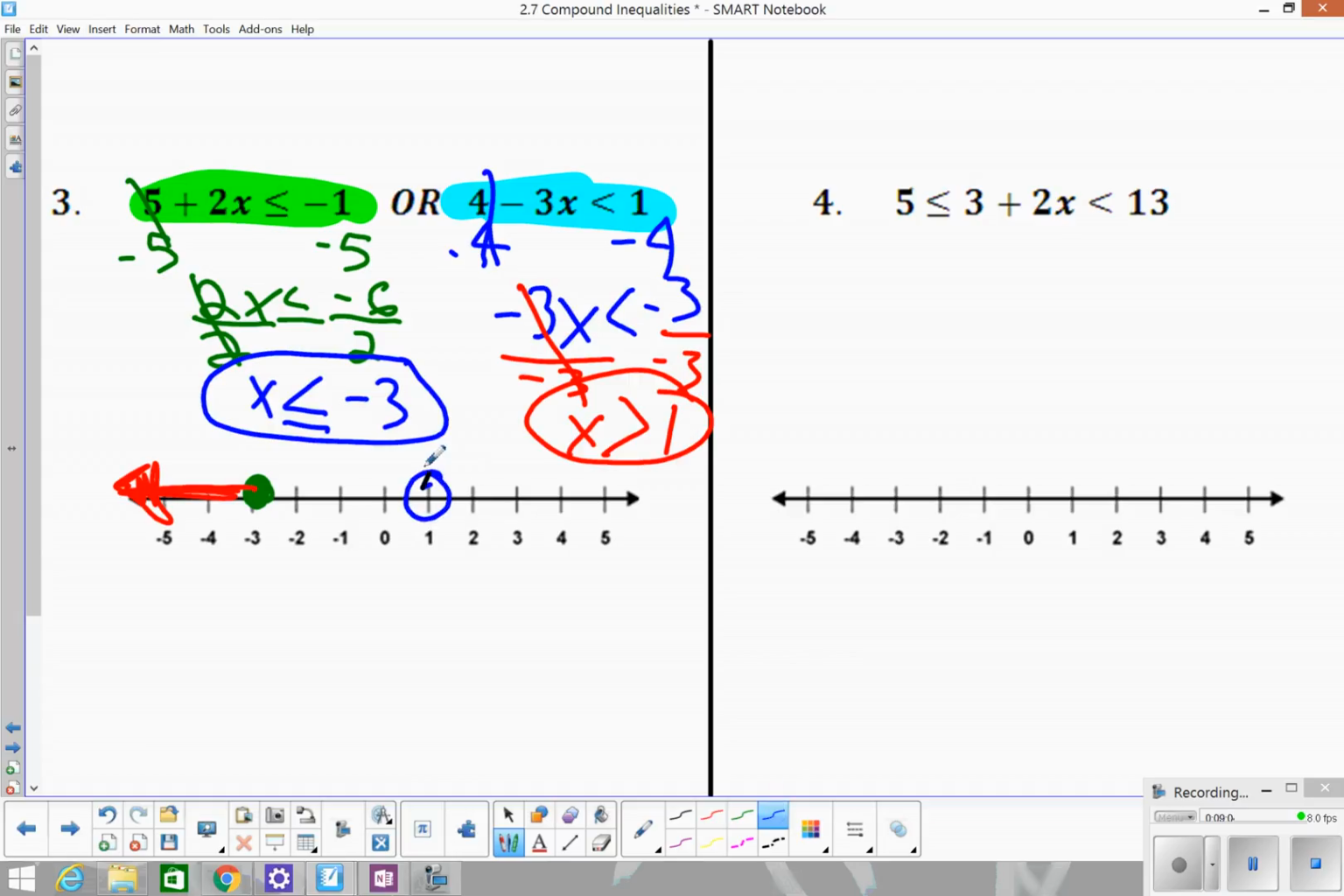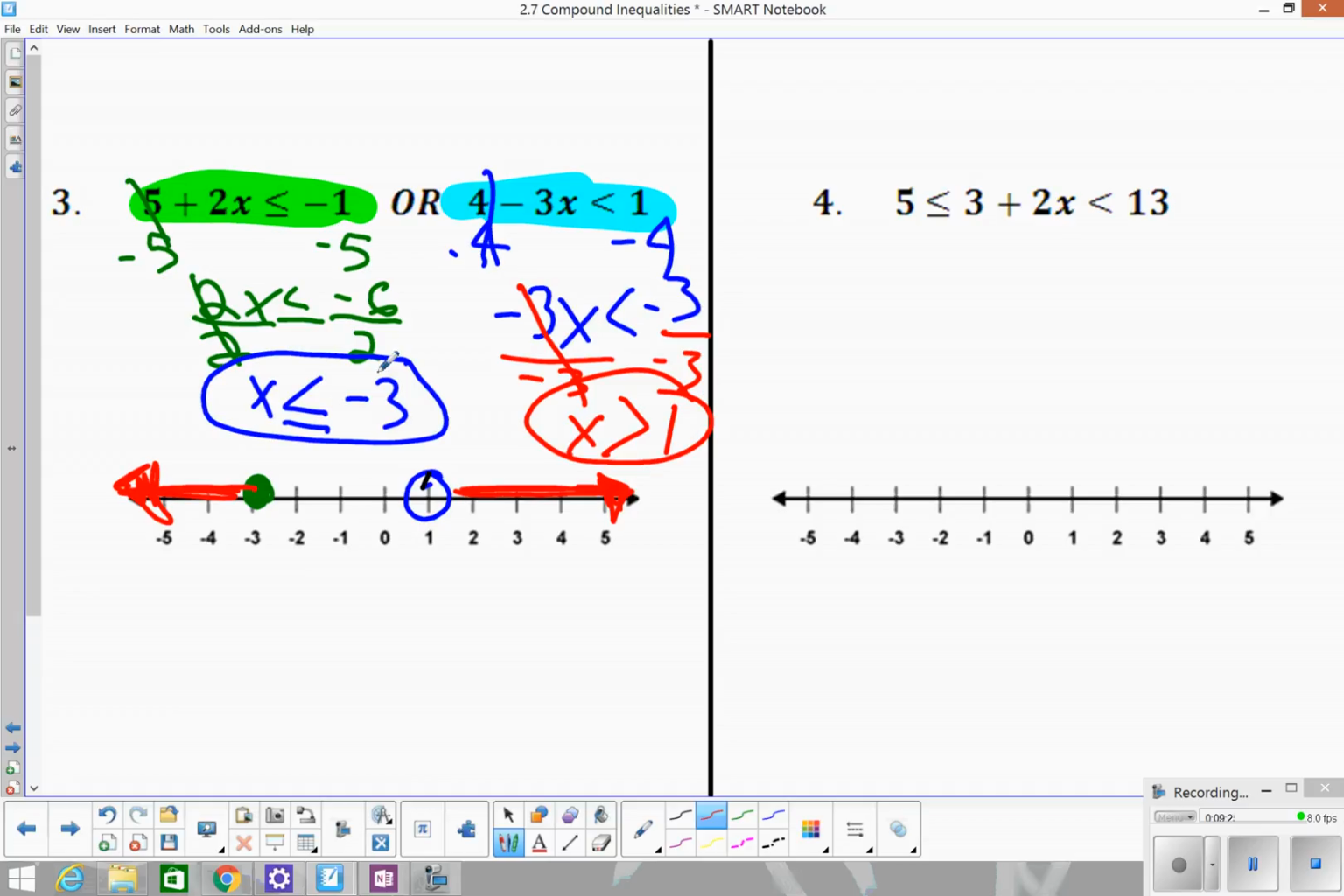I'm going to shade down to the right. Something like that. Okay, cool. So now that's just my OR inequality. So the same thing, but now I just had to solve for each. Just remember they're always going to go in opposite directions.